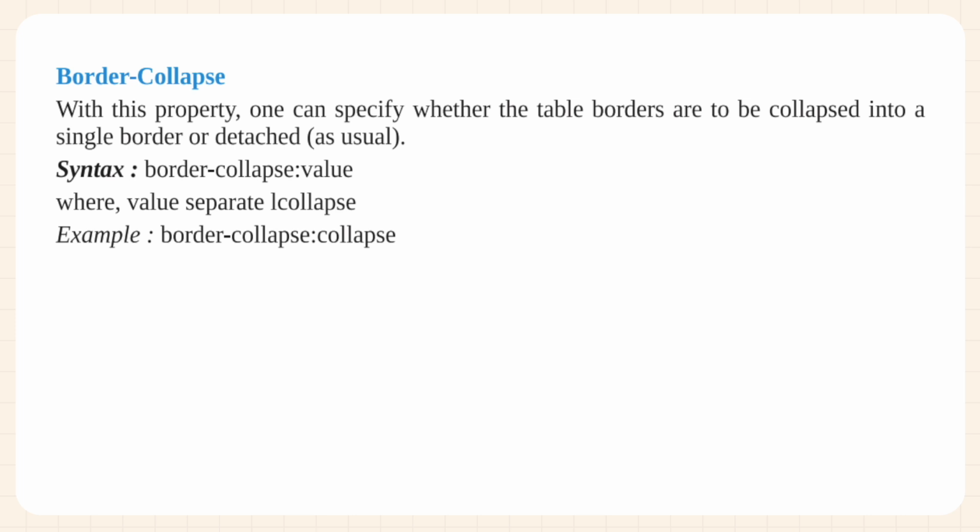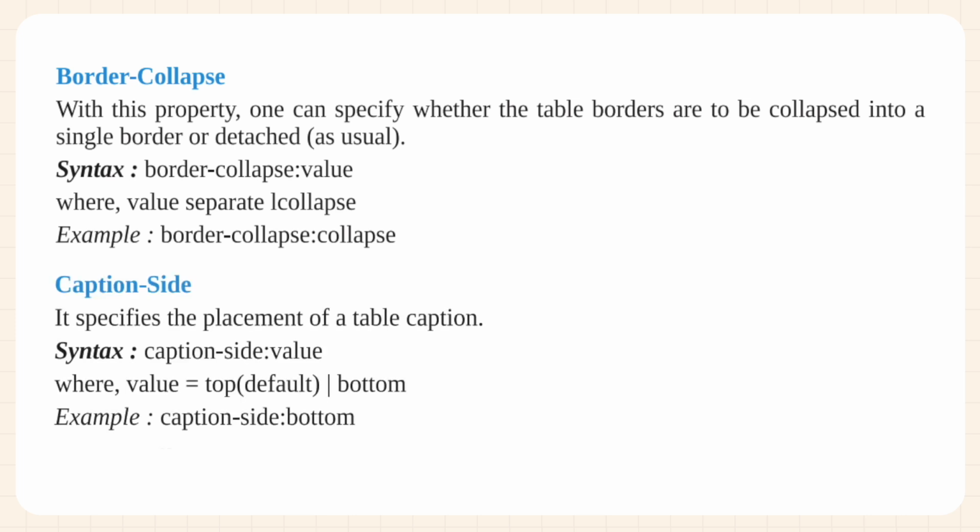Border collapse. With this property, one can specify whether the table borders are to be collapsed into a single border or detached as usual. Syntax: border-collapse: value, where value is separate | collapse. Example: border-collapse: collapse. Caption side. It specifies the placement of a table caption. Syntax: caption-side: value, where value is equal to top (default) | bottom. Example: caption-side: bottom.